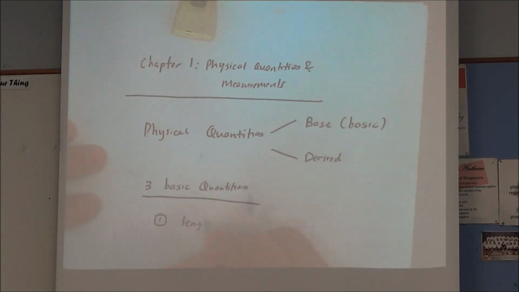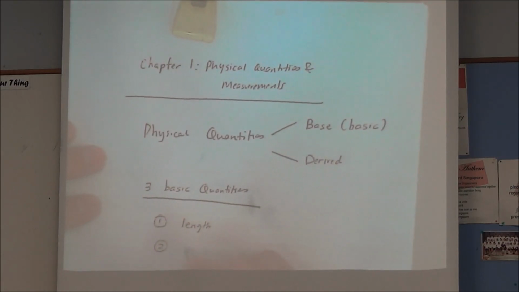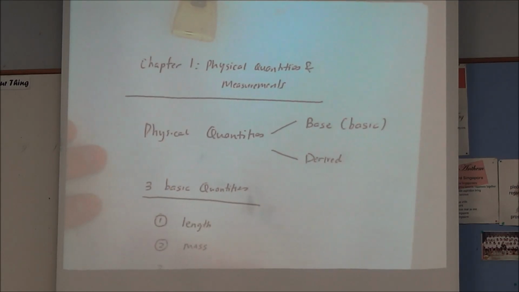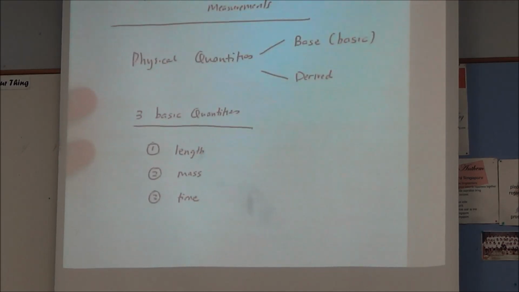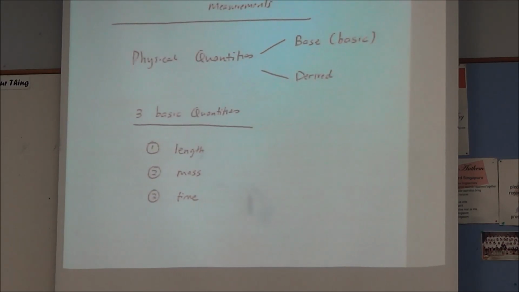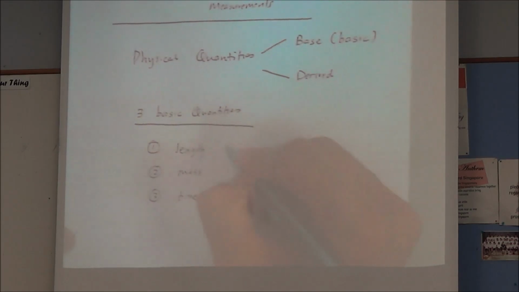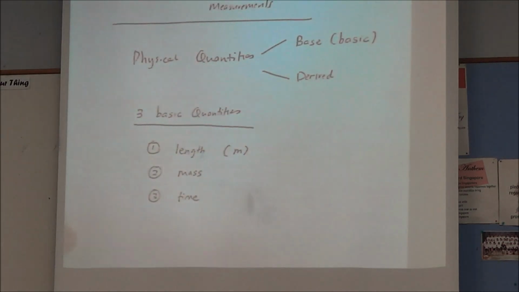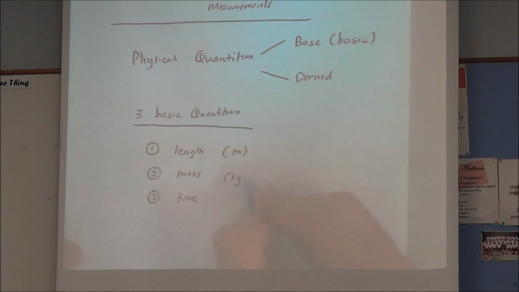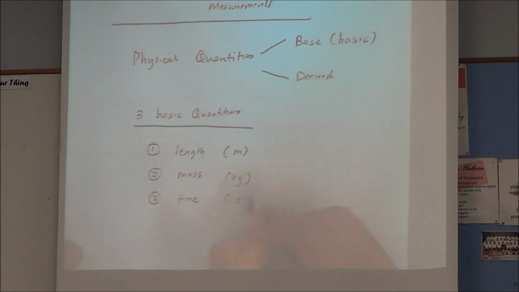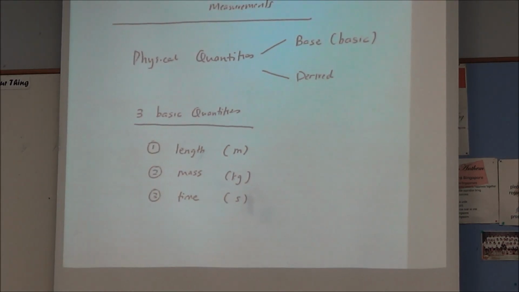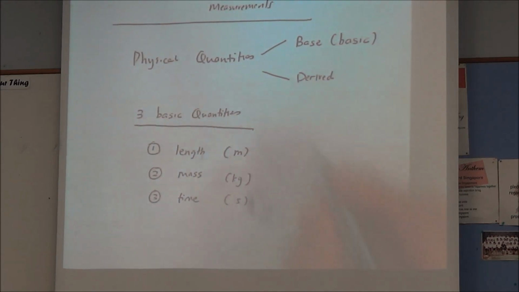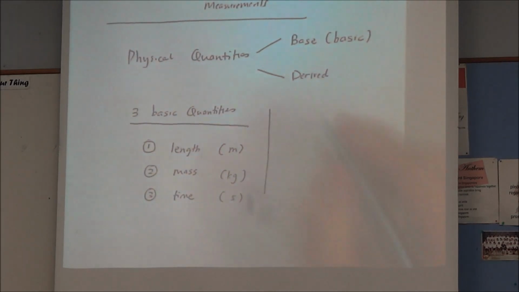Length, mass and time. Okay, the unit measured for length is always in meters, the SI unit. The SI unit for mass is kilogram, and lastly for time is seconds. Okay, some derived quantities are like such.